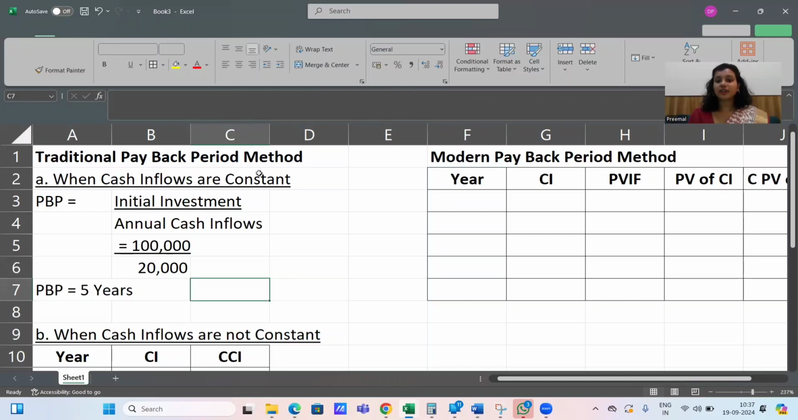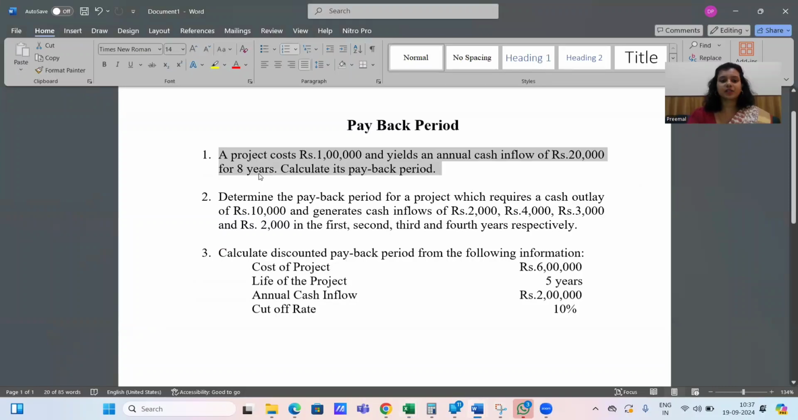Now, when you're trying to assess if a project or an investment proposal is good for you or not, under payback period, you'll have to look at these years that you get. The fewer the years, the better the project. Now, in case you're going to compare between two projects or more than two projects, then whichever project gives you a lesser payback period, that project will be chosen. Let's move on to the next question.